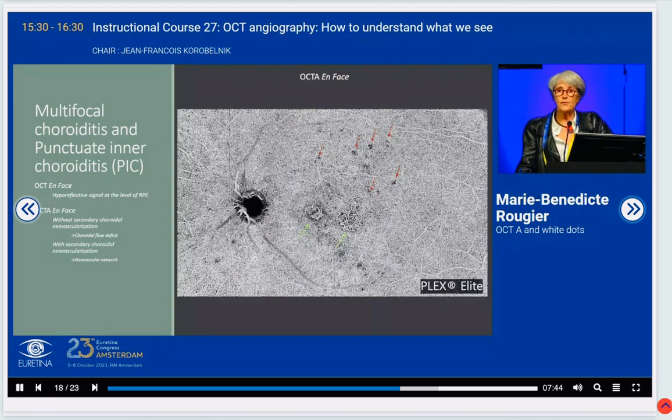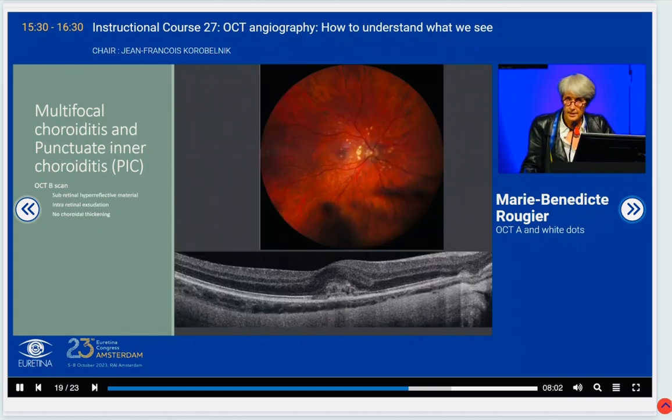But if you perform an OCT angiography, you can see on a single image both lesions. On the red arrows, you can see these little choroidal voids, which correspond to choroiditis lesions. And you can see on the green arrows the neovascular network. Another example, very similar to the previous one. And if you perform a B scan through the macula, you can see that there is a hyperreflective material associated with an exudation.